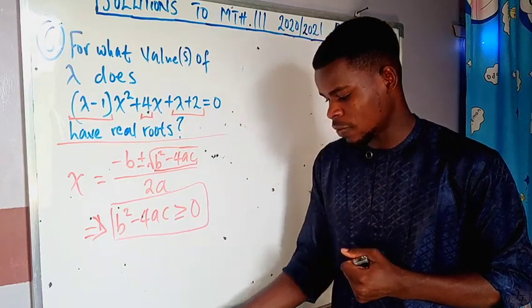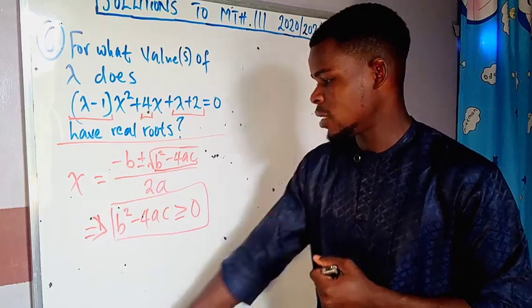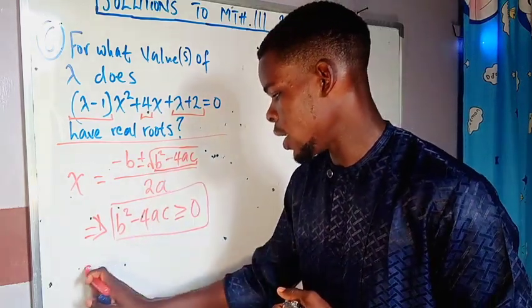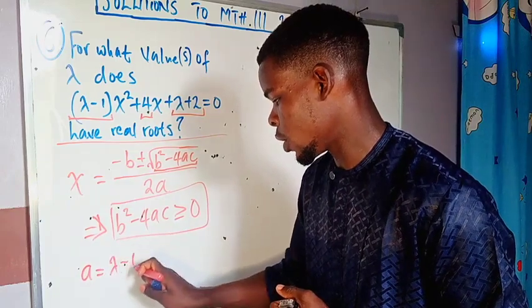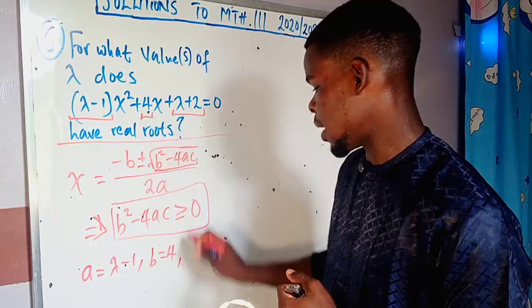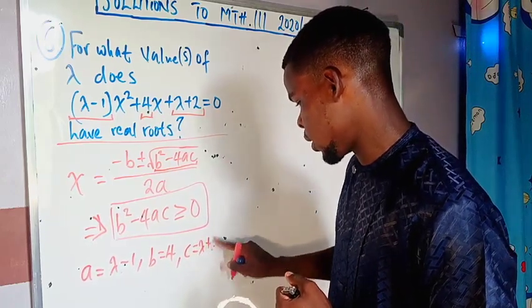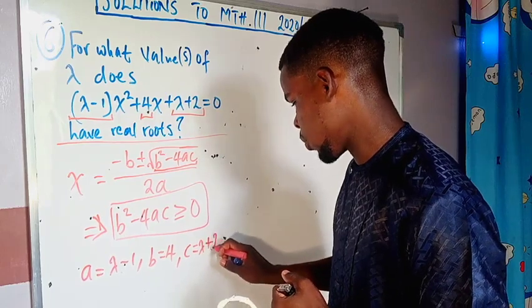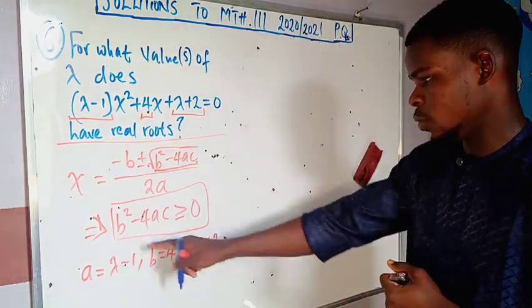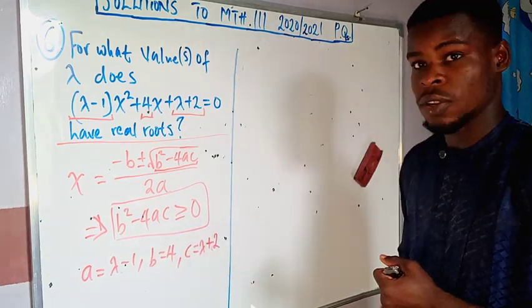So we are going to make use of that in our question, keeping in mind that a is equal to, okay, so you notice that from the given question, a is lambda minus 1, b is 4, and c is lambda plus 2. So we are just going to replace a, b, and c with what they are here, and then we are going to use the same inequality, greater than or equal to 0.